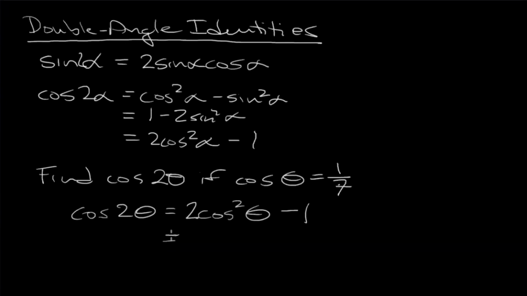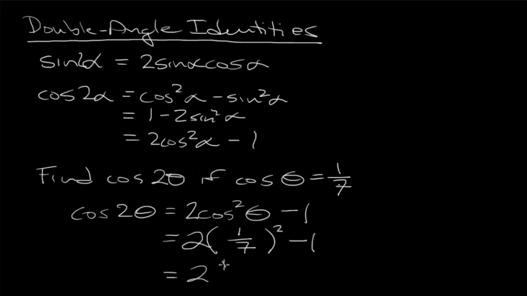Any of the 3 identities always works. It's just one of them is usually the faster one to use. In this case, this one's fastest because I have cosine. But I need to remember that what this means is 2 times something squared minus 1. That's what this actually means. And it means the cosine of theta squared. And what is the cosine of theta? It's 1/7.